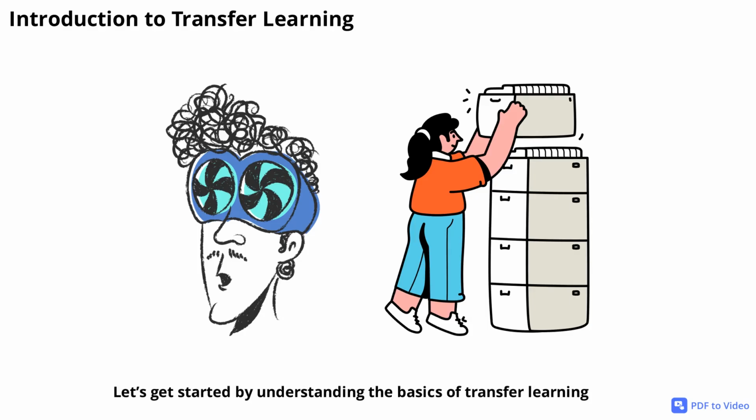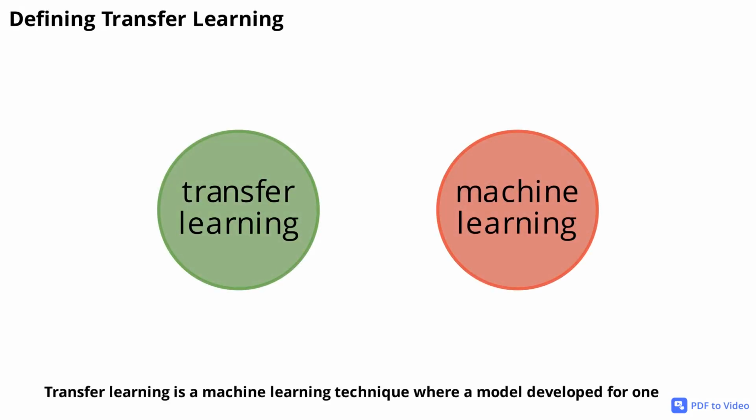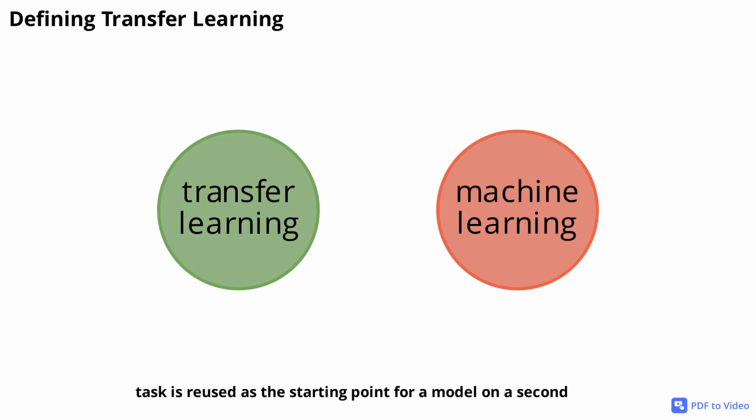Let's get started by understanding the basics of transfer learning and how it fits into the broader landscape of machine learning. Transfer learning is a machine learning technique where a model developed for one task is reused as the starting point for a model on a second, related task. Instead of training a model from scratch, which can be time-consuming and require massive amounts of data, transfer learning leverages knowledge gained from previous learning experiences.